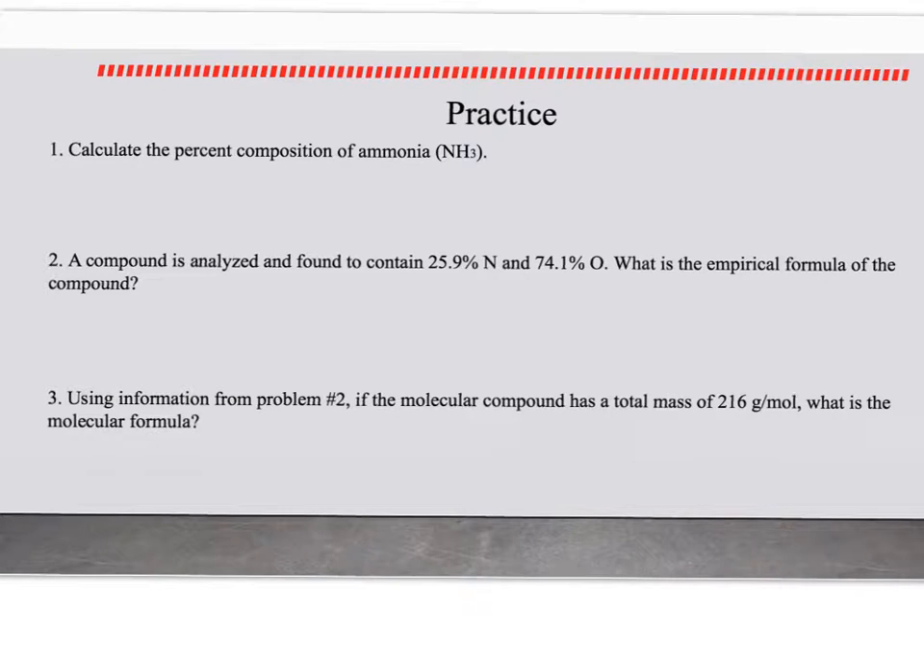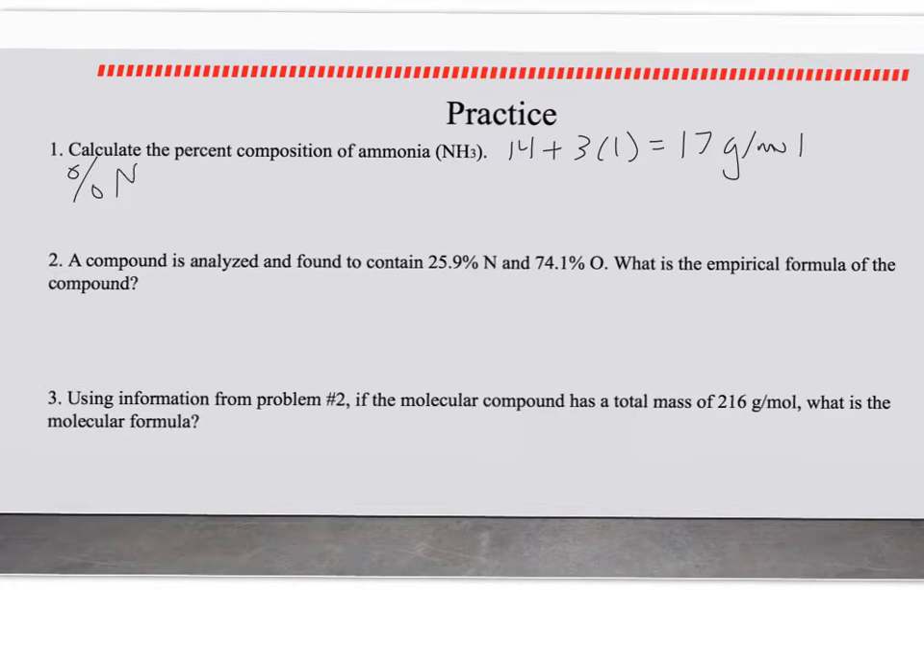Okay, so I want you to press pause right here and practice these three problems and see if you understand how to calculate percent composition, the empirical formula for number 2, and then the molecular formula for number 3. Number 1 is asking you to calculate the percent composition of ammonia, which is NH3. We first have to identify the total mass, which is your molar mass. For NH3, I have 1 nitrogen, which is 14. I have 3 hydrogens, each with a mass of 1, so I get a total of 17 grams per mole.